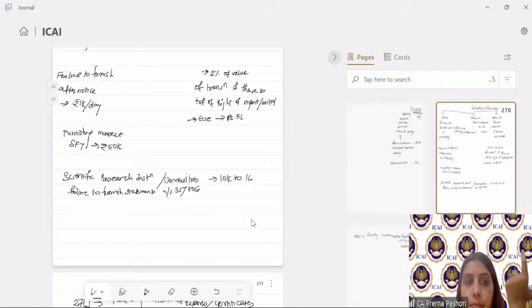Understood? Okay. So as I said, the research institutions are required to furnish the statements. For example, they are required to furnish the certificate specifying the amount of the donations. And if they fail to do that, then they are liable for a penalty of 10,000 to 1 lakh. Clear? Any doubt? Okay.